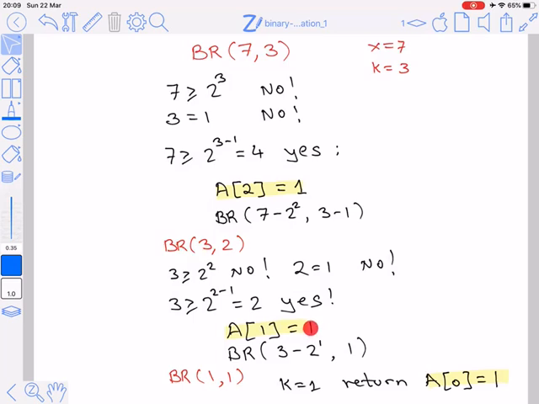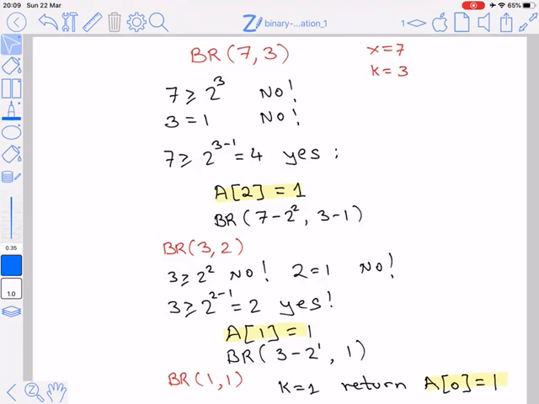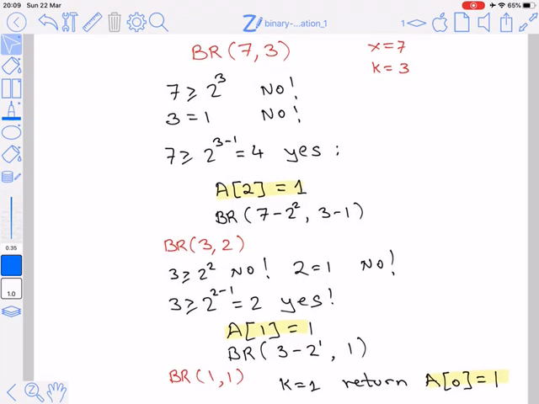And now we apply the binary representation algorithm recursively, this time with the parameter 3 minus 2 to the power of k minus 1. Our k was 2 in the recursive call, so k minus 1 is 1. And k minus 1 here, the k which equals 2 over here, becomes k minus 1 is 1. Good. 3 minus 2 to the power of 1 is just 1, so we execute binary representation of 1, 1.